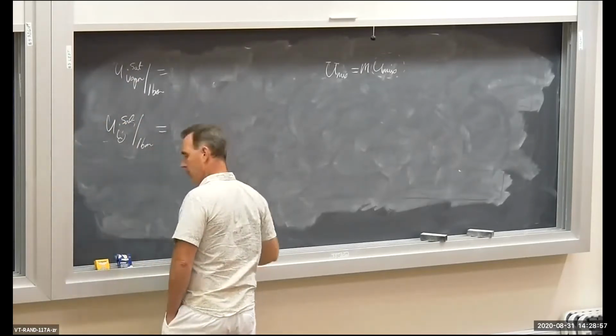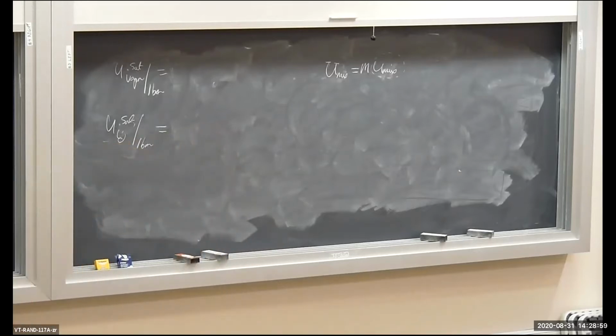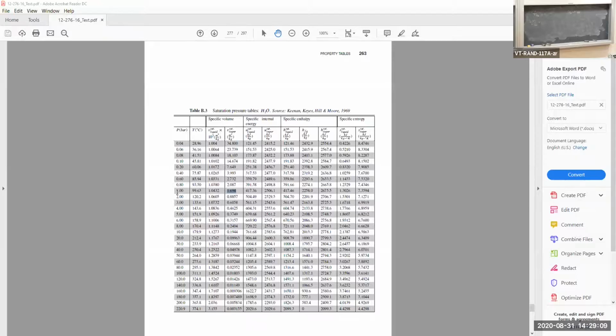We're going to get these from saturation tables, pressure tables. Okay, 1 bar. Specific internal energy, u sat liquid, 417.36 kilojoules per kilogram, and 2506.1 kilojoules per kilogram for the saturated vapor. So 417.36, that is for the saturated liquid.